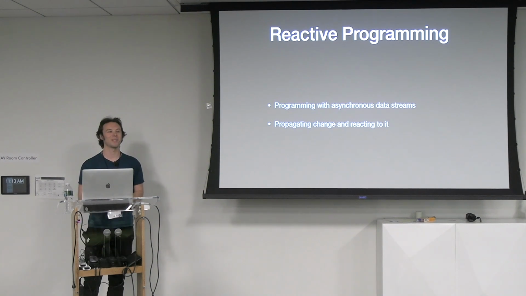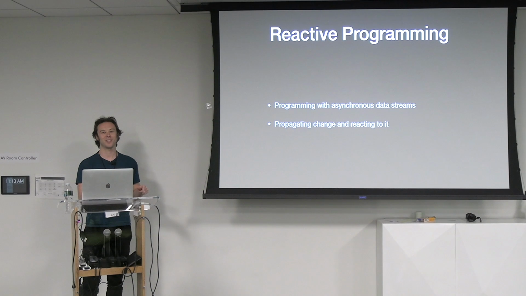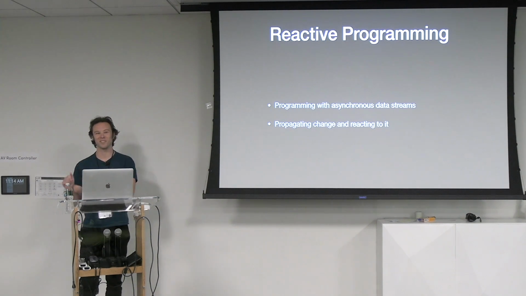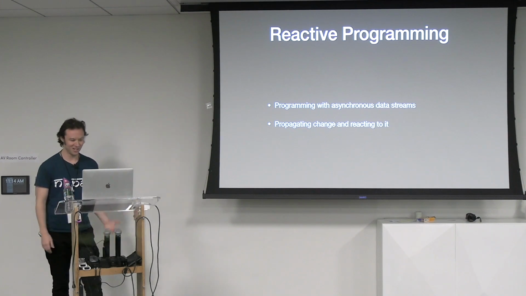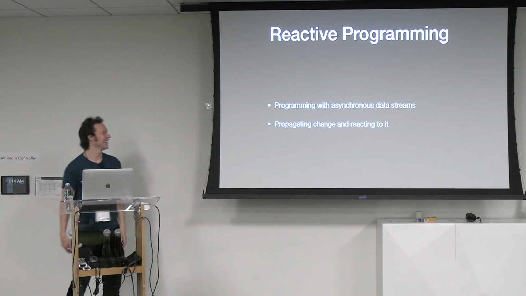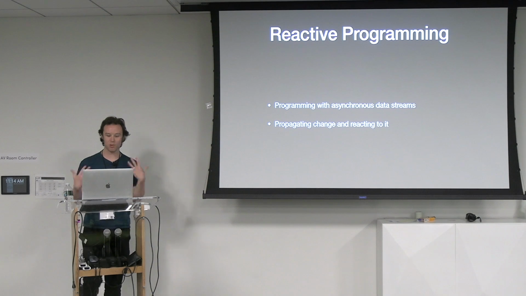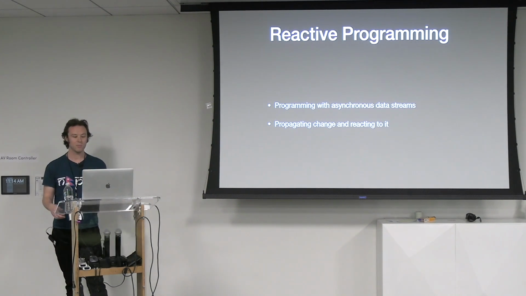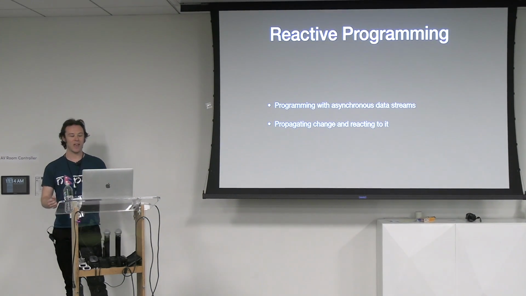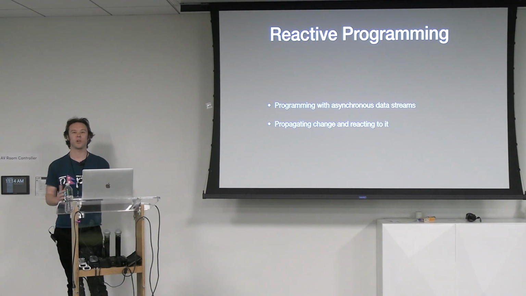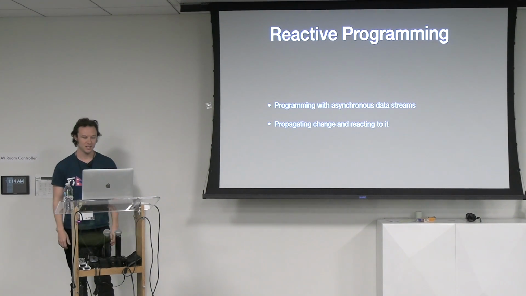To make things more complex, there's Flowables in RxJava, so I can't call Flows in Kotlin Flowables. I'm going to call them flowsies. That's a word I just made up. I'm not going to call it that. So reactive programming with asynchronous data streams, and probably more important is propagating change and then reacting to that change. Fundamentally it means I push out some update and some other code reacts to that update.